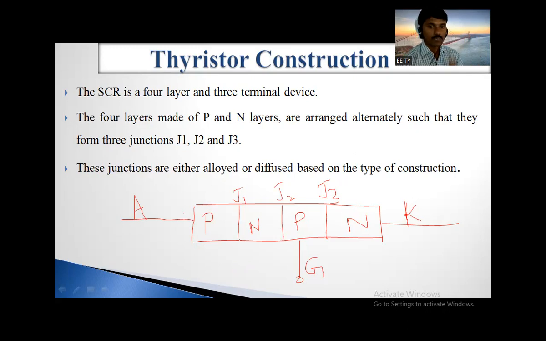Clear? And one more thing, these junctions are either alloyed or diffused based on the type of construction. Simply remember, where two different materials are attached together, at that place a junction will be formed. Just remember that point. Next point.